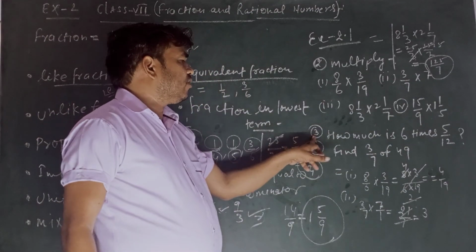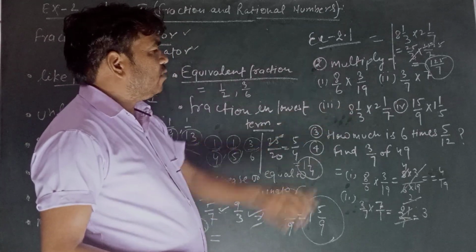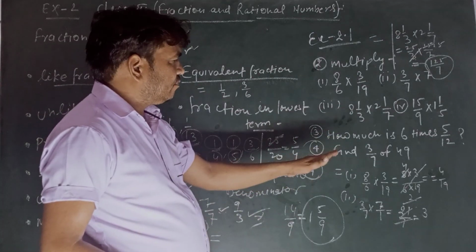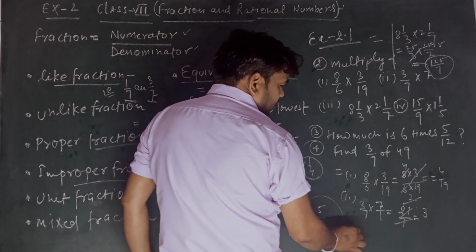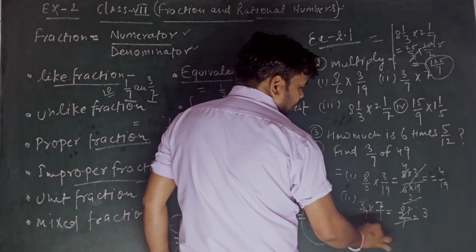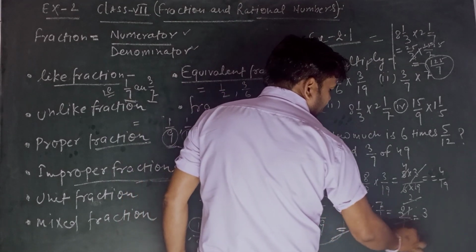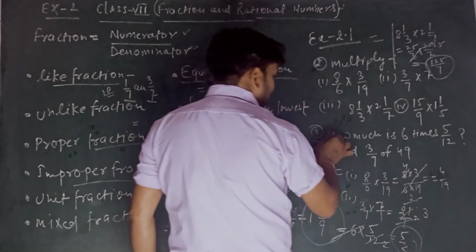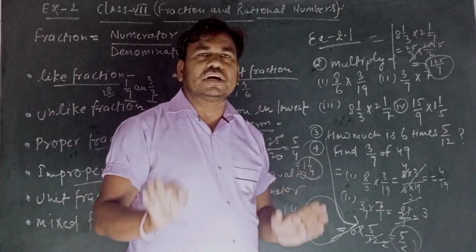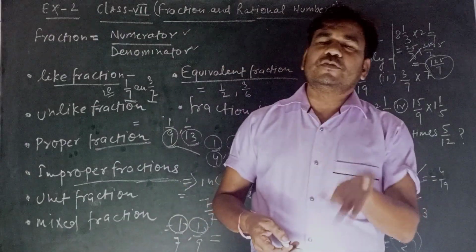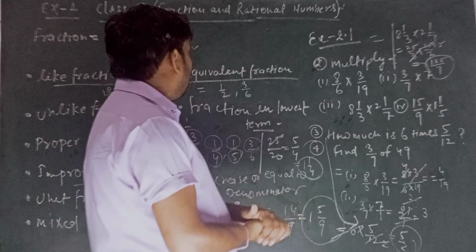And now we take question number 3. How much is 6 times 5/12? Students, see here, 6 times multiplied by 5/12. It means 6 twos are 12, and 5/2. That is the answer of question number 3. So students, here you see about multiplication. In the same way you can see about division of fractions.